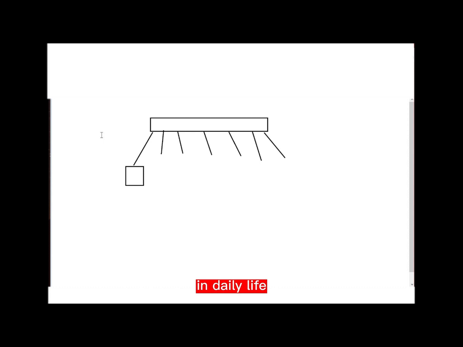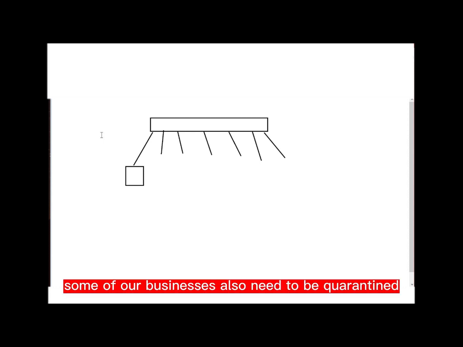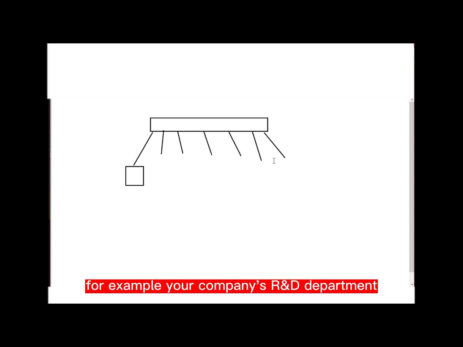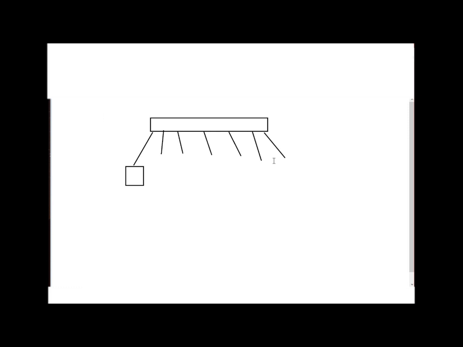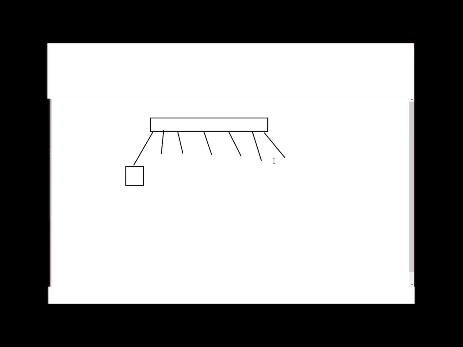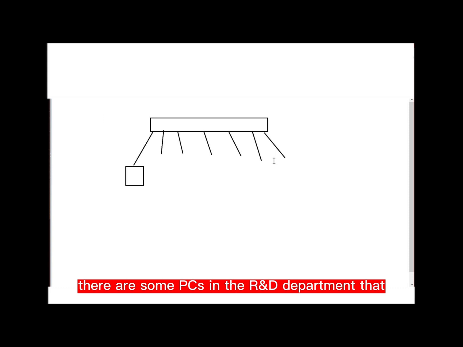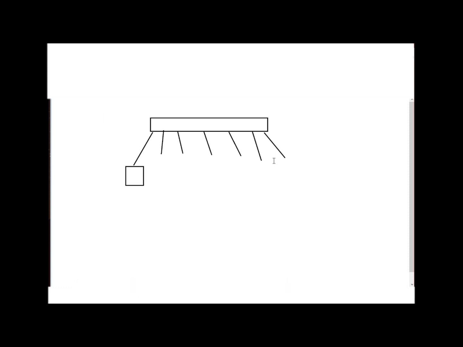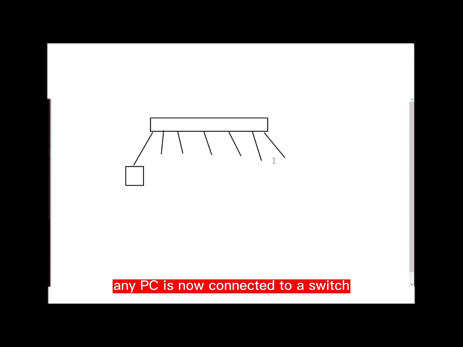In daily life, some of our businesses also need to be quarantined. I'll give a simple example. For example, your company's R&D department. Usually there are some research and development data or some samples stored on an internal server. There are some PCs in the R&D department that cannot even connect to the external network. There will be a lot of core data in it. For the business, any PC is now connected to a switch.